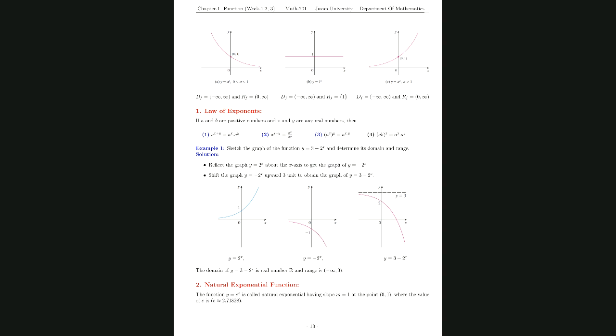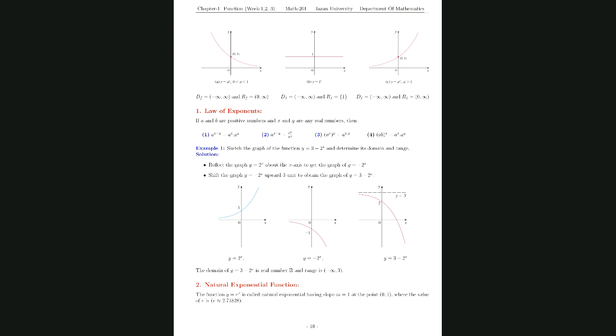Now look here, the domain in this case is from negative infinity to positive infinity, all real numbers. And the range: here y is coming to 0, coming to this line, the line y equals 0, and going to positive infinity. So the range is 0 to plus infinity.